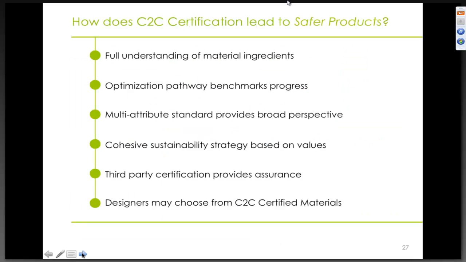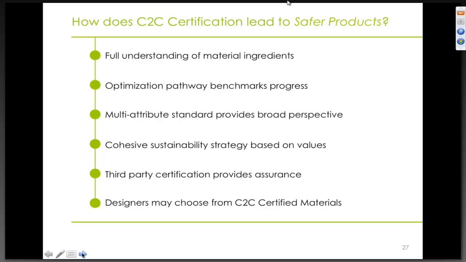So the certification process can really help companies towards the building of safer products, first and foremost by getting a full understanding of the material ingredients of their products, determining what needs to be phased out before a government entity or a customer imposes that, because that can be sort of a costly switch to make if you're having to do that under a pressure situation. So having that full understanding before that happens and being able to take steps to optimize the product early can be really valuable. The fact that there are a set of benchmarks in this process can provide a good set of optimization benchmarks for companies that are looking to improve over time.